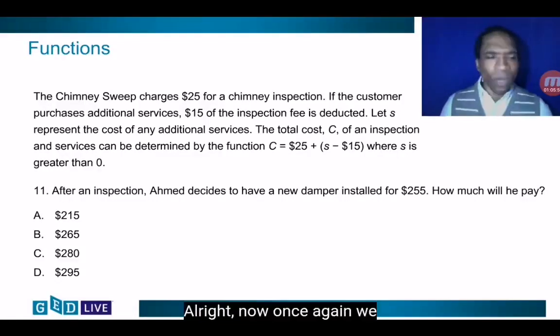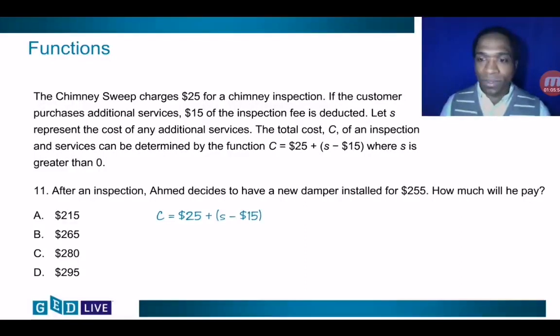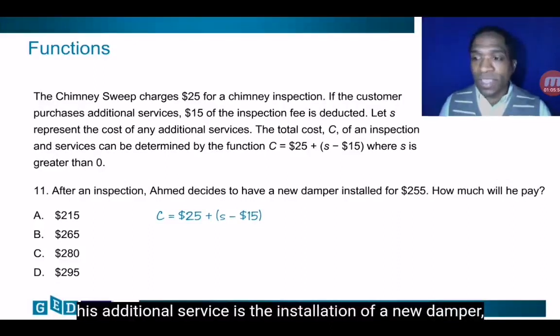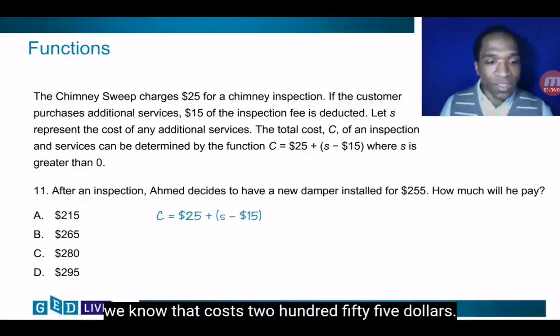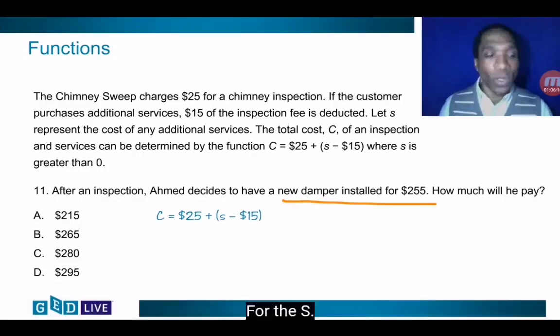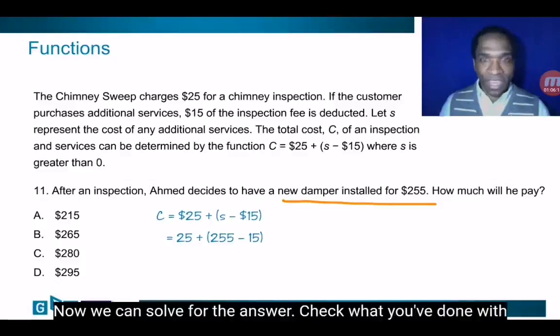All right. Now, once again, we have the same function. Here it is. And in Ahmed's case, his additional service is the installation of a new damper. We know that costs $255. So remember, that substitutes for what? For the S. And now we can solve for the answer.